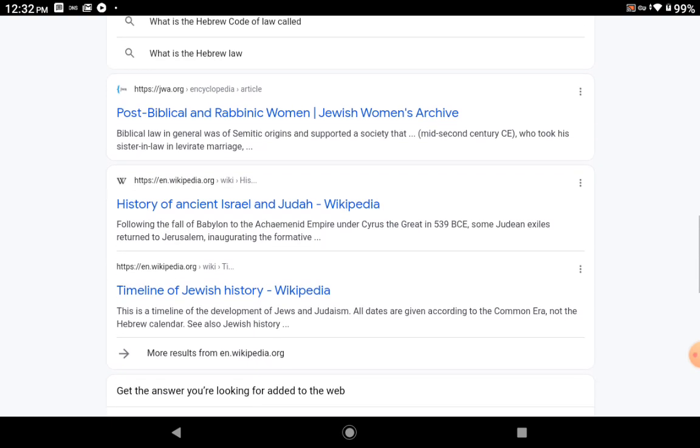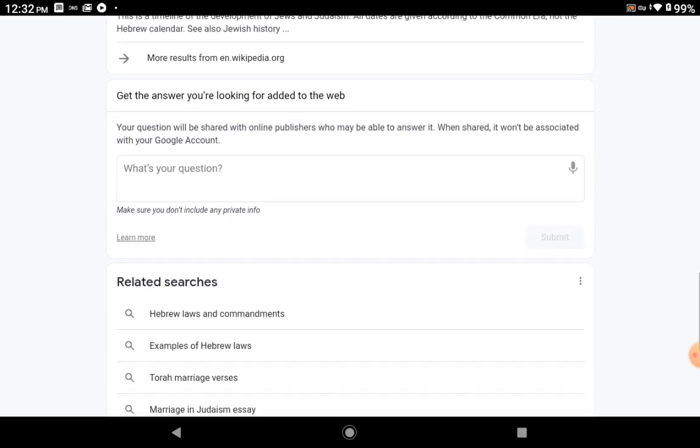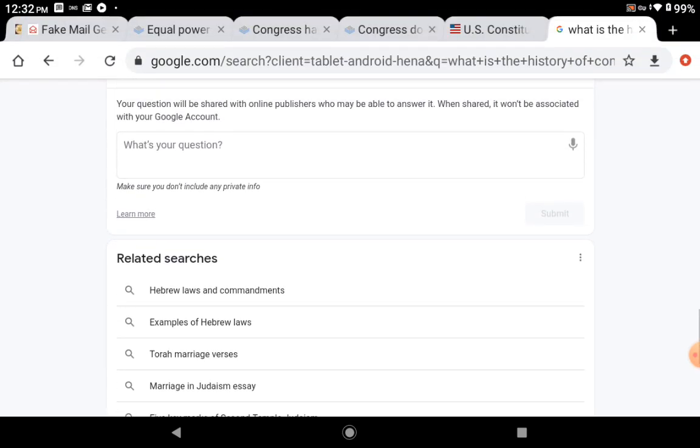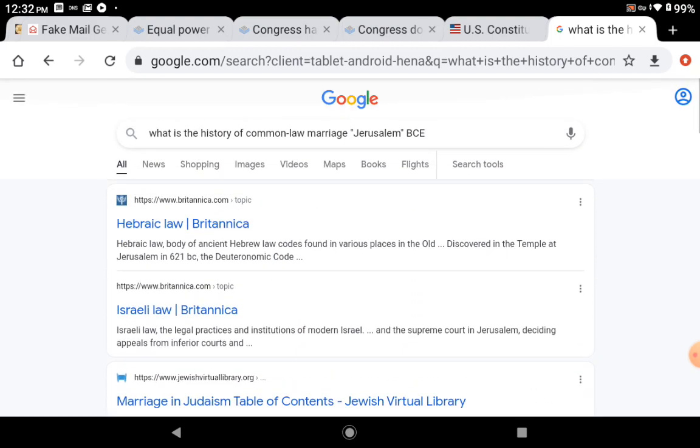So, ladies and gentlemen, what I'm trying to do is get you all to understand you cannot go by what the courts tell you the law is. You cannot go by what you hear or think is history. If I would have relied on the very first link, then I would have been satisfied and walked away and said, hey, common law started in Europe.